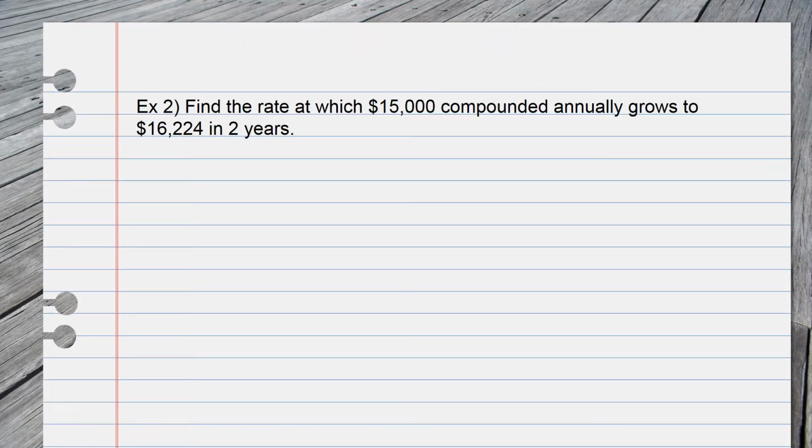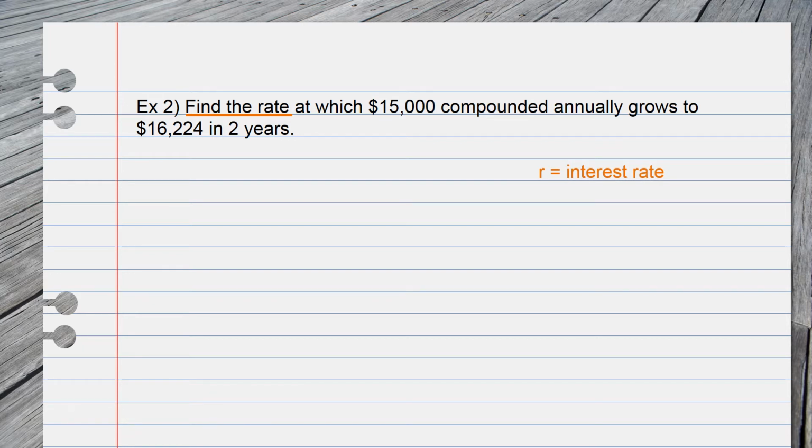Example 2. Find the rate at which $15,000 compounded annually grows to $16,224 in 2 years. So first, we need to identify what are we trying to find. Well, notice the phrase, find the rate. Since we're trying to find the rate, let's use the letter R to indicate the interest rate.